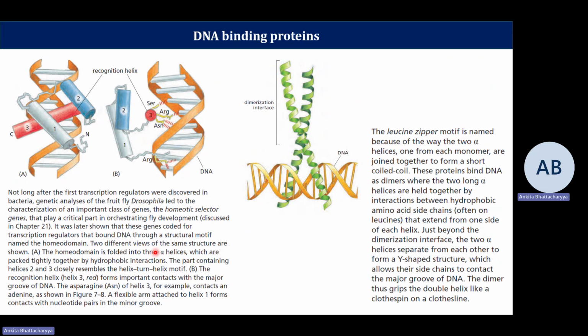Now, a flexible arm attached to helix 1 forms contacts with the nucleotide pairs in the minor groove. So that was the second application of the first one. Next, you have the leucine zipper motif. This is a very interesting name and a very interesting story as well. The leucine zipper motif resembles the zipper-like structure that you often find in your denims, and it is named so because of the way two helices, one from each monomer, are joined together to form a short coiled coil.